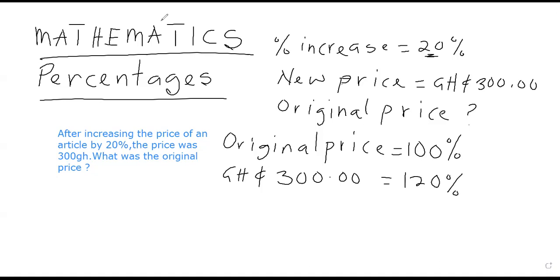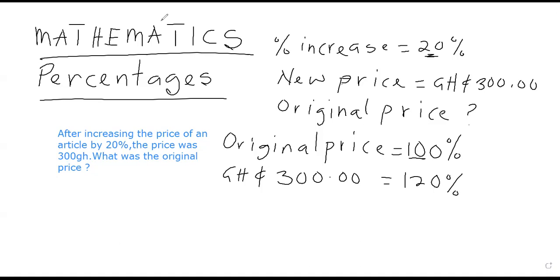We added 20% to 100%, okay? 100% plus 20% gives us 120%. Now, we are comparing 120% to 100%. When you compare the two, you could observe that 120% should give us more, and then 100% will give us what? Will give us less.